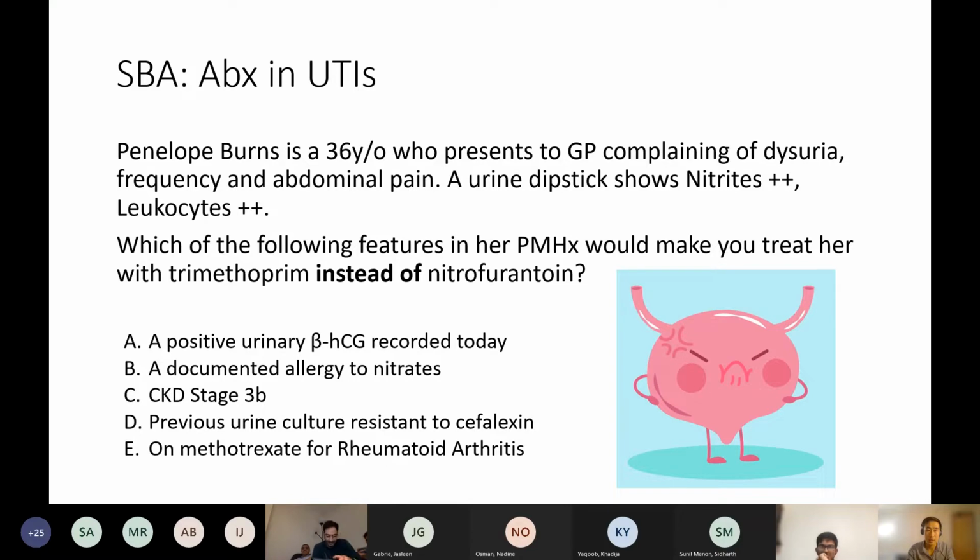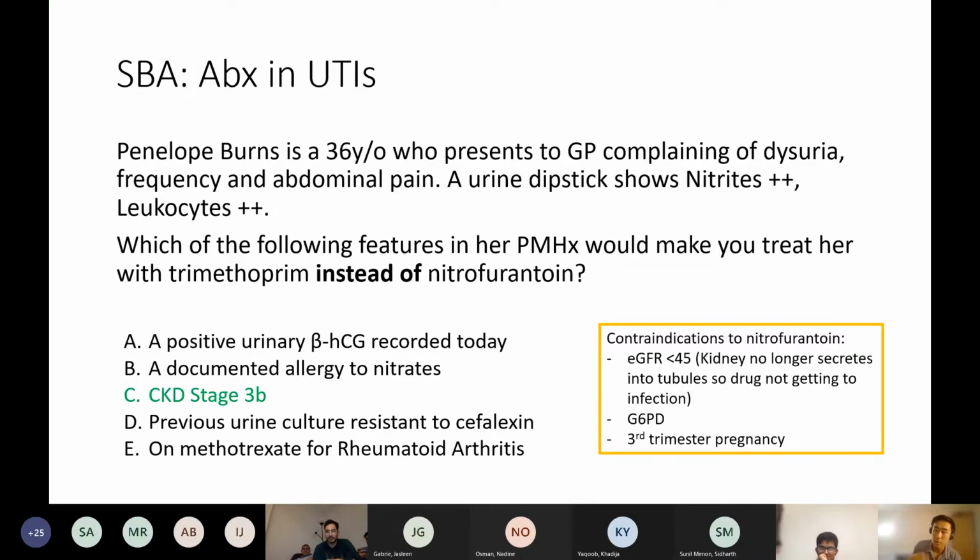So stopping the poll. And most of you went for the correct answer, which is CKD stage 3B. I can see why you went for the other 2 most popular ones. So let's go through option number 1. A positive urinary beta HCG recorded today. So i.e. she's pregnant. So in pregnancy, we avoid trimethoprim in the first trimester because trimethoprim, which is an antifolate, is not good for the neural tube.